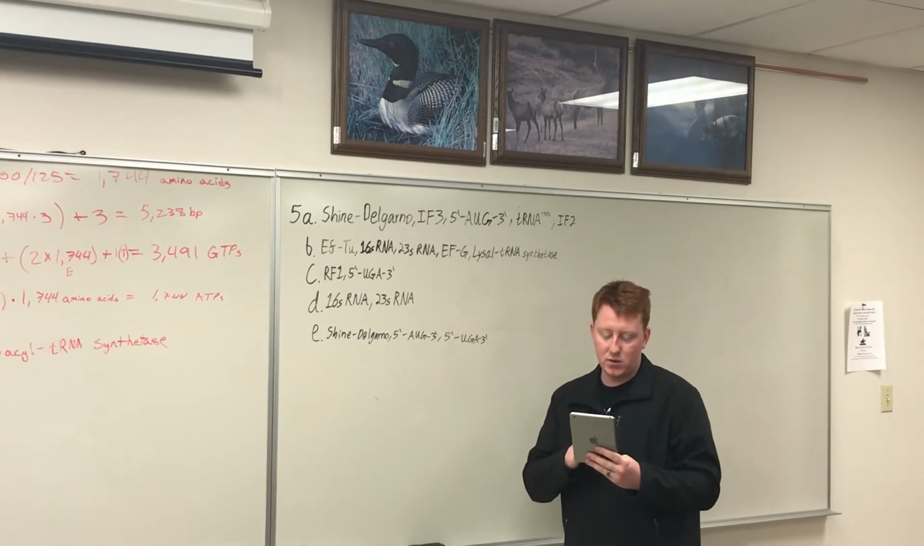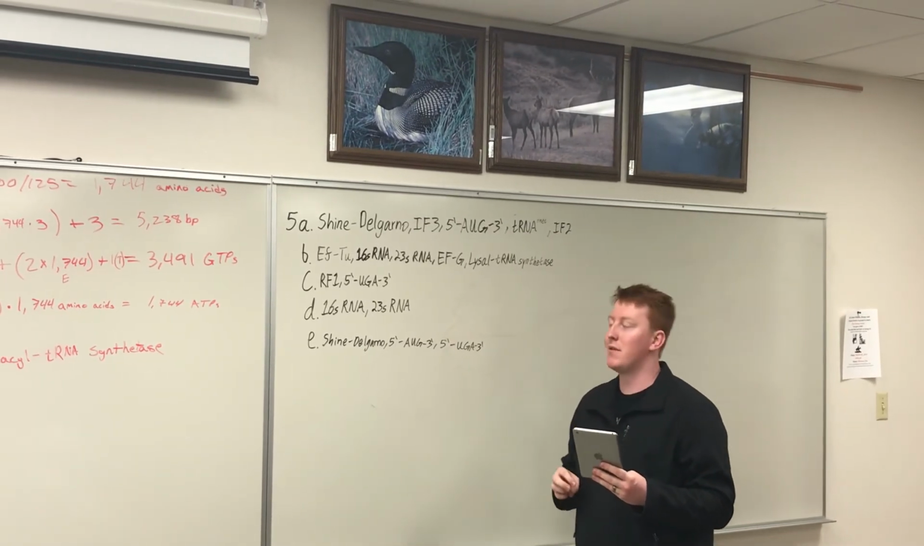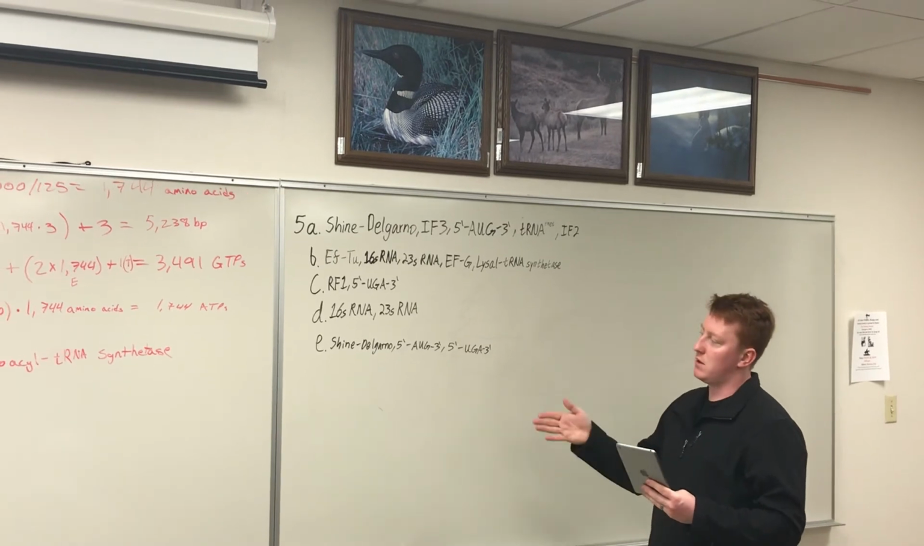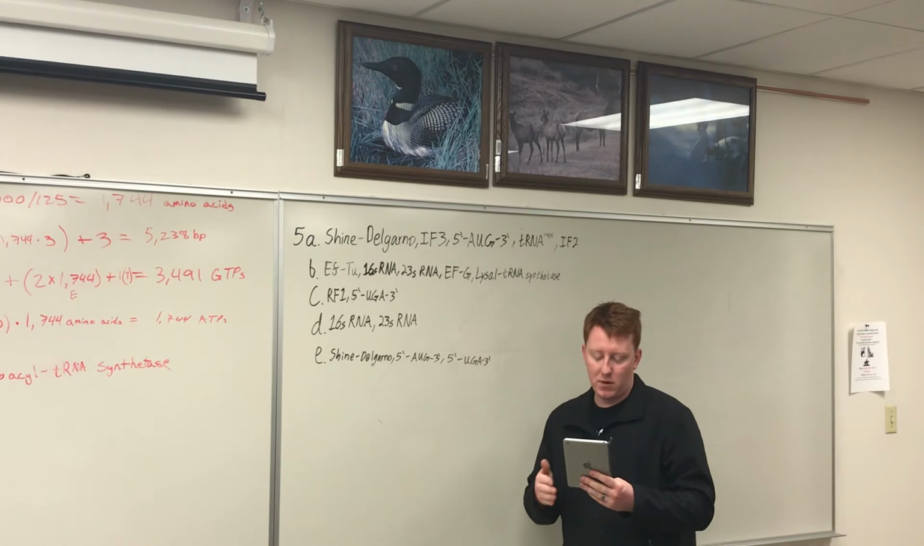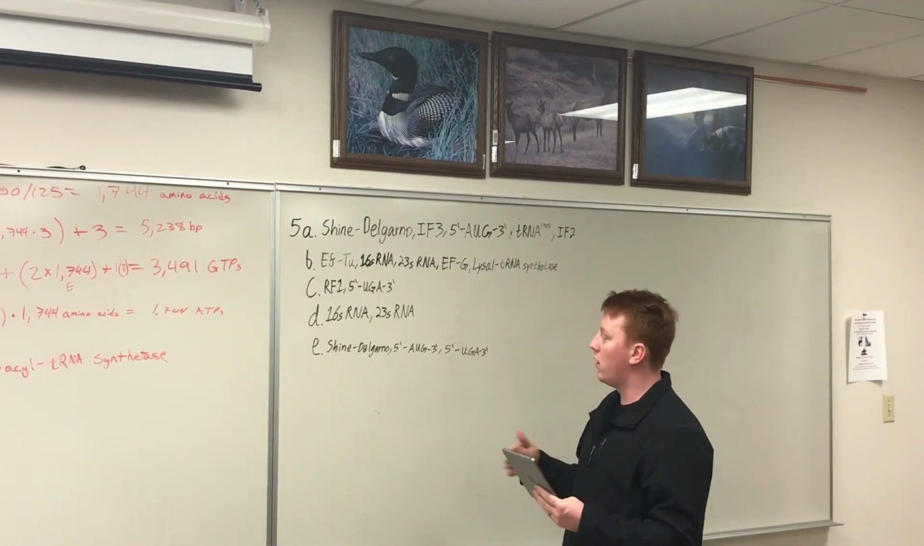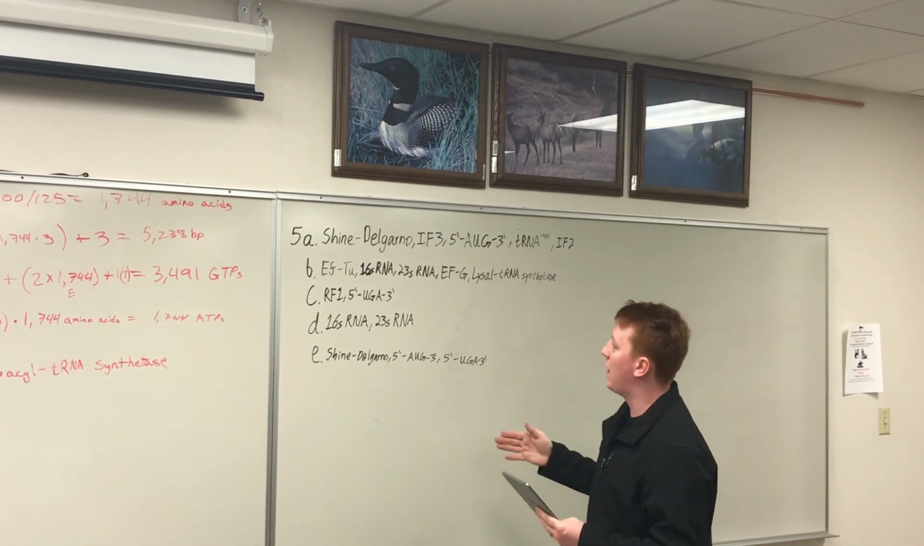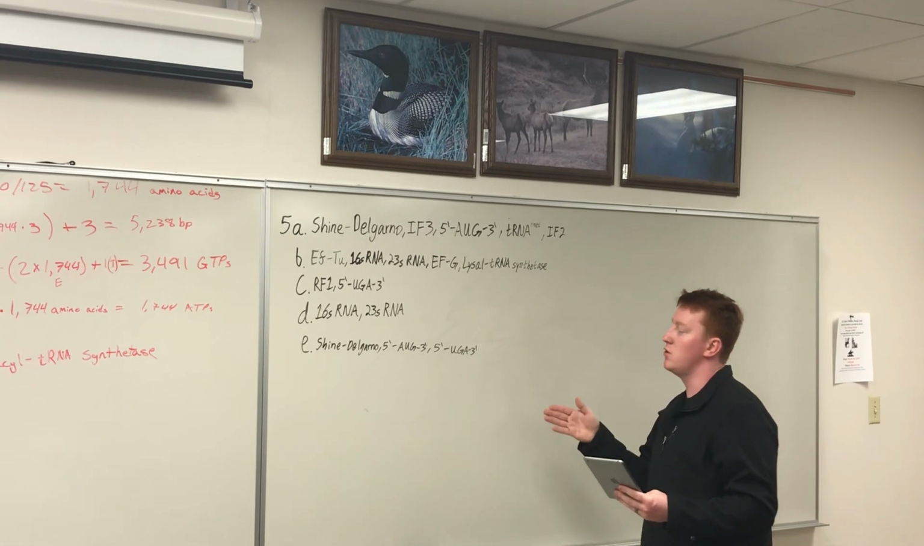Part D, it's asking which of the above is a component of the 70S ribosome. We got 16S RNA and 23S RNA. And finally, which of the above is found within the mRNA? We got Shine-Dalgarno, 5' AUG 3' and 5' UGA 3'.